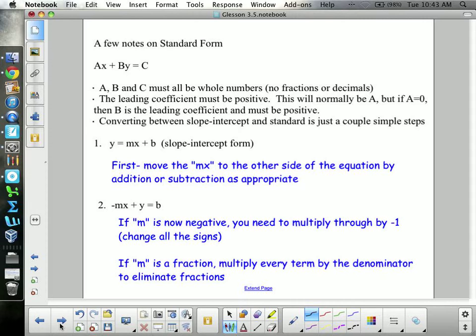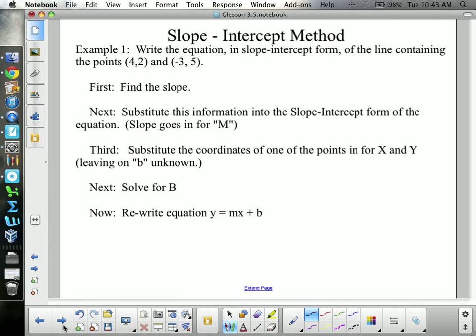The first step, we start in slope-intercept form, we move the mx to the other side of the equation, which changes the sign. That's minus mx from both sides. M is now negative. We multiply through by -1 to change the sign so it's positive. If it was negative over here, it's positive over here, and we're good. And then if m is a fraction, we multiply everything by the denominator to eliminate fractions. And you'll see that in practice a couple times. Working with the slope-intercept method.